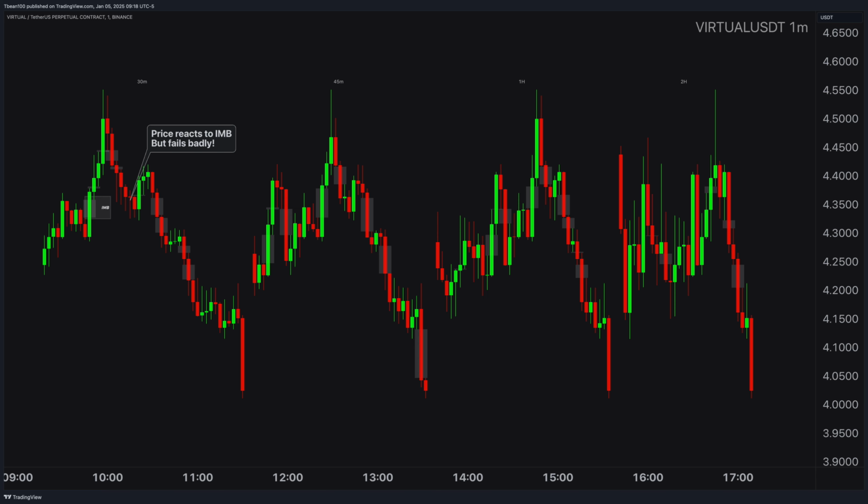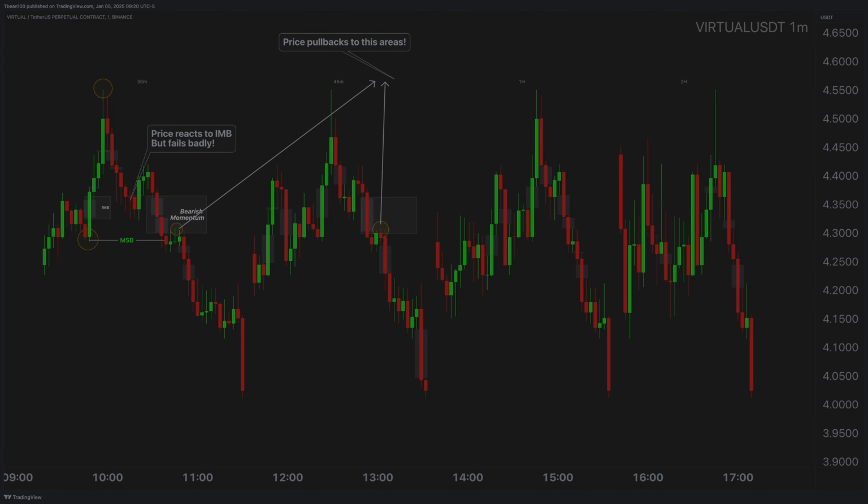This imbalance was supposed to push the price higher and higher. And it failed really badly. Then the opposite imbalance created with the momentum. You can also notice that it created this bear structure break here. Then the price pulled back and tapped this multi-time frame imbalance zone. Now, let's observe this area in extreme detail with lower time frames.